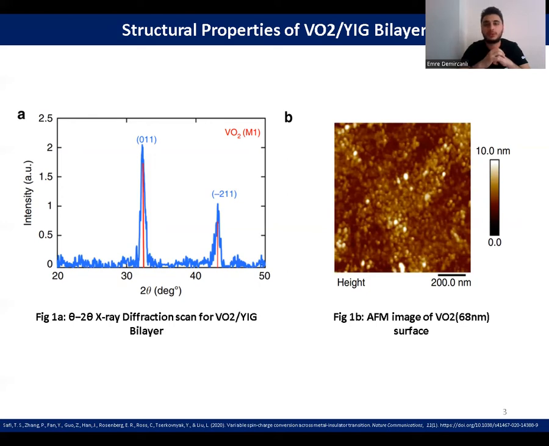Figure 1a shows the X-ray diffraction of the sample, from which clear monoclinic phase peaks can be identified. According to this diffraction graph, the vanadium dioxide bilayer has a maximum intensity at a scattering angle of about 32 degrees for the 011 plane and at a scattering angle of approximately 43 degrees for the -211 plane. It should also be noted that these angles are true thetas. On the other hand, in figure 1b, the surface morphology of the sample was observed using atomic force microscopy, which is called AFM.